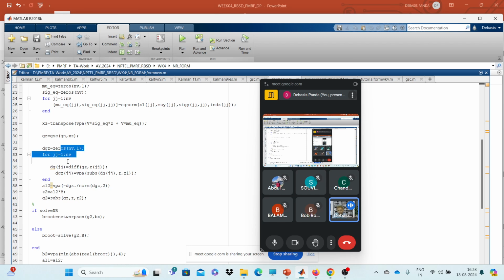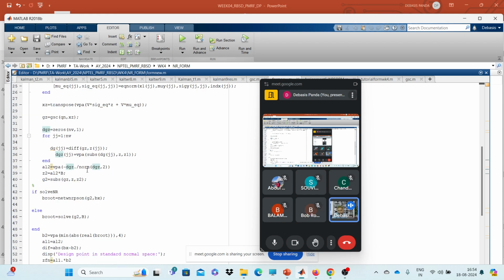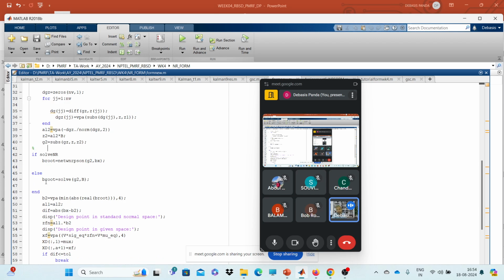Once the differentiations are done, we can find out the direction cosines. Direction cosines are nothing but minus of the gradient divided by the Euclidean norm of your dz. Once we get those values, we can easily find the z values, and once we have found the z values, we can easily calculate the gz value. That means the final equation in terms of beta. Once we have that final equation of beta, we can find the root of beta either using the b root command or using Newton-Raphson root finding techniques.